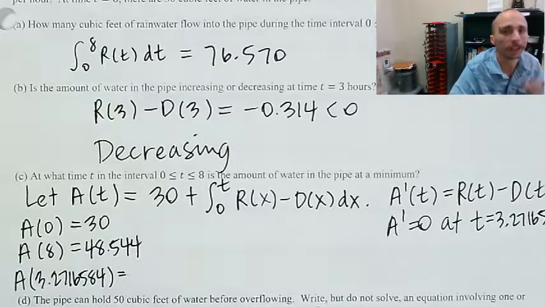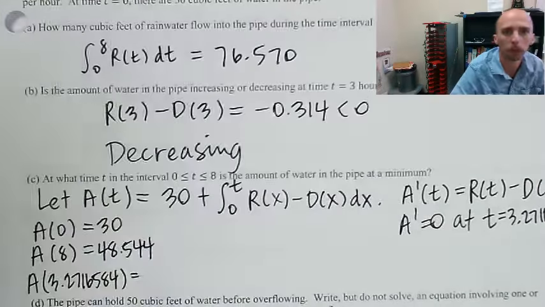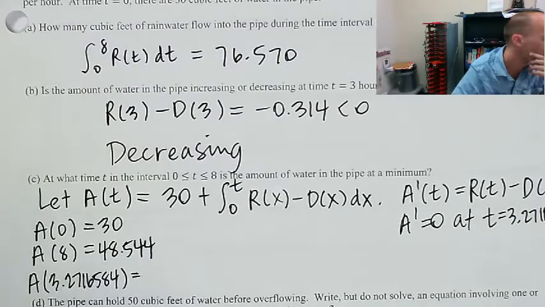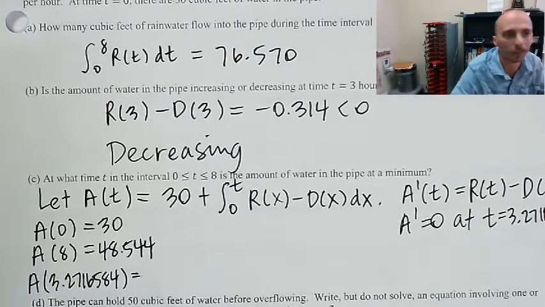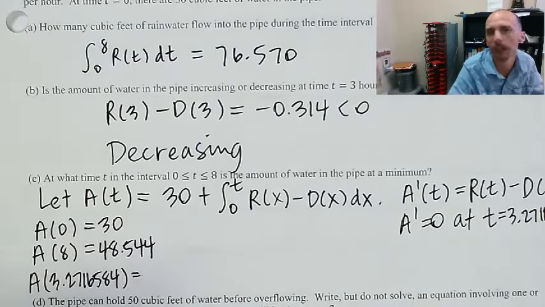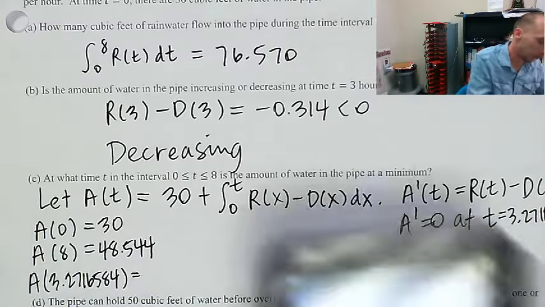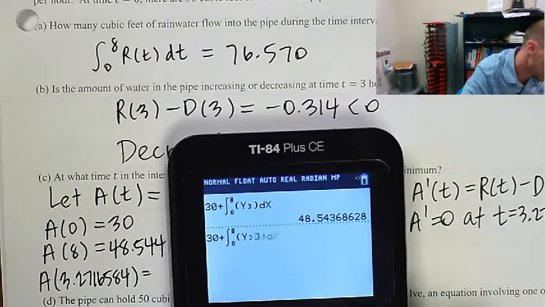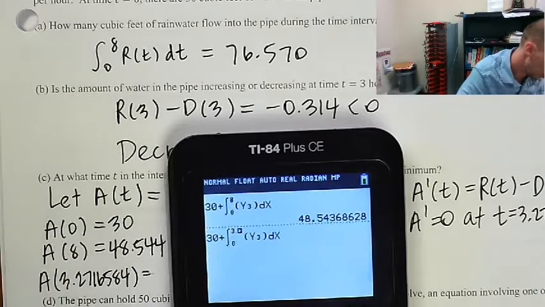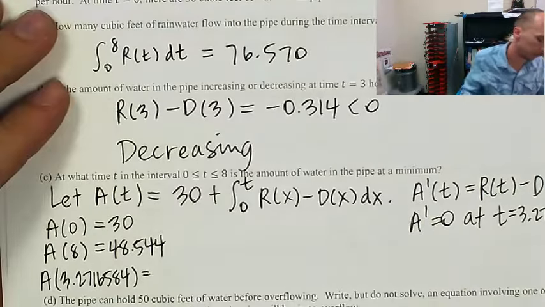But we saw that the derivative, like the net rate of change, or the rate of change of the amount, was negative the whole time, and then it went positive, and so that meant that the amount was decreasing and then it was increasing. So I know that it's decreasing from 30 to something, and then it's increasing from that to 48. We actually saw on the graph it increased for quite a while after the sign change. So I'm going to ask for the exact same thing, change this to 3.2716584, and I'm going to get 27.965.